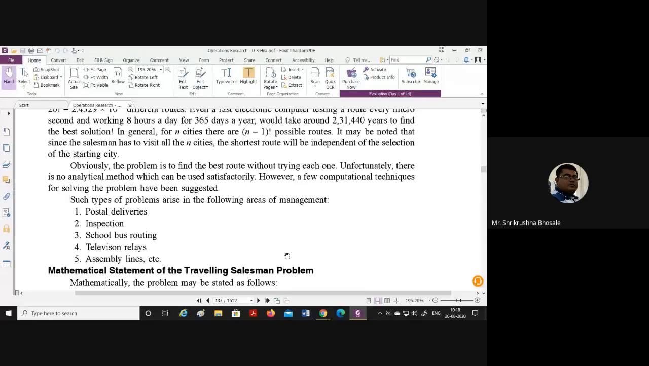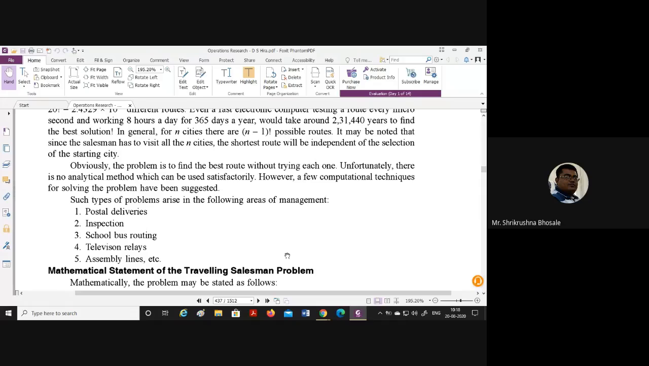Then school bus routes. Generally, while deciding the school bus route, this particular way is used, because the school bus is traveling on a specific route at once only, in the morning and evening. So whatever route he is following, on that route he is coming back. So that is one of the important parts.